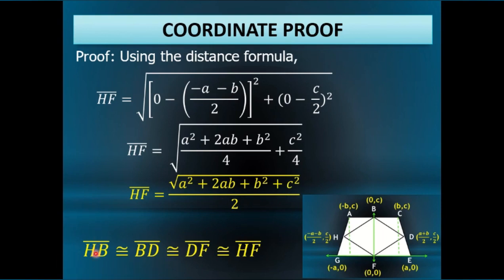So since we have proven that the length of the line segment HB is equal to the length of the line segment BD, the same with the line segment DF and line segment HF, the given quadrilateral HBDF will be a rhombus.